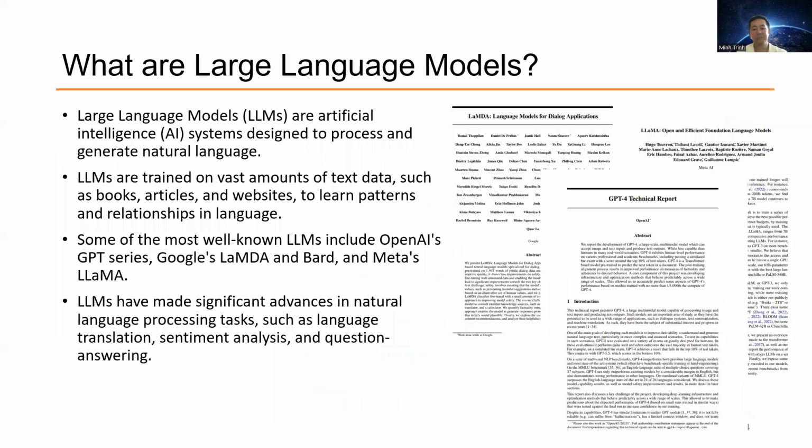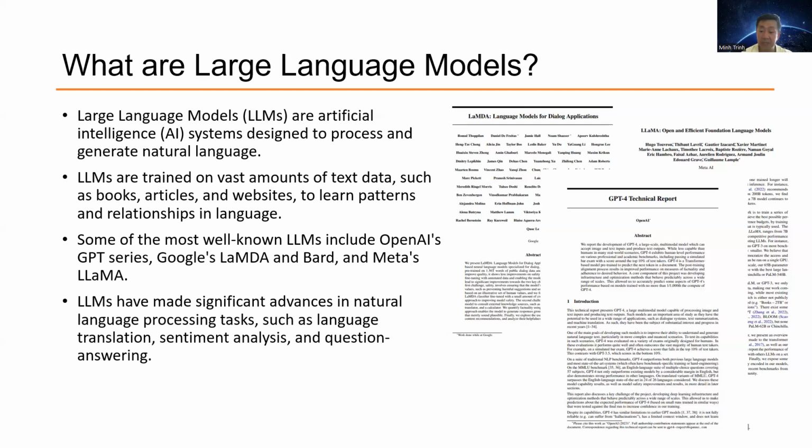So what are large language models? These are the latest models in the field of natural language processing. They process and generate natural language, and they're trained on vast amounts of data, like open data from the internet: publications, books, articles, websites, etc. They learn patterns in language. They learn the grammar, the words, the patterns of how these words are used, the context, and so on.